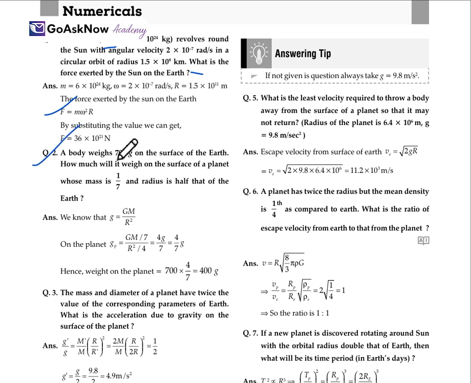Second, a body weighs 700 gram on the surface of the earth. How much will be the weight on the surface of a planet whose mass is 1/7 and whose radius is half that of the earth? We know that g equals GM upon r square. On the planet, g' equals GM/7 upon r square/4, which equals 4g upon 7, or 4 by 7 of g. Hence the weight on the planet will be 700 multiplied by 4 by 7. We get the value 400. So the weight on the planet will be 400 gram.